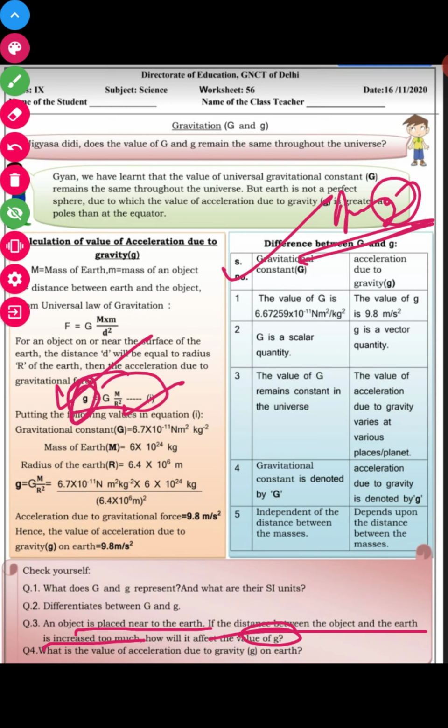Fourth question we have, what is the value of acceleration due to gravity on earth? The value of acceleration due to gravity is 9.8 meter per second square. You have to write this. Okay, so this is all about your today's worksheet.